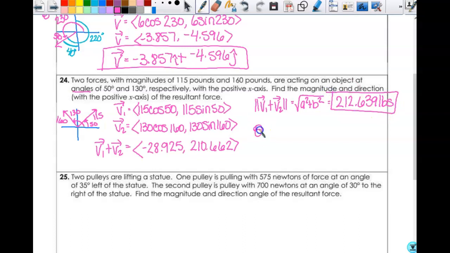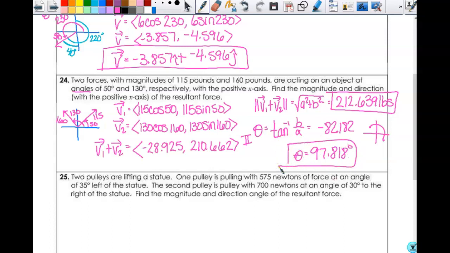All right, then theta is the tangent inverse of b over a. My calculator gives me negative 82.182. So that puts me here in the fourth quadrant. Got to figure out where I really want to be. This is negative positive, so that's actually a second quadrant angle. Since I'm in the fourth quadrant, I want to be in the second quadrant. I add 180. So when I add 180 to that in my calculator, I get 97.818 degrees. Okay.